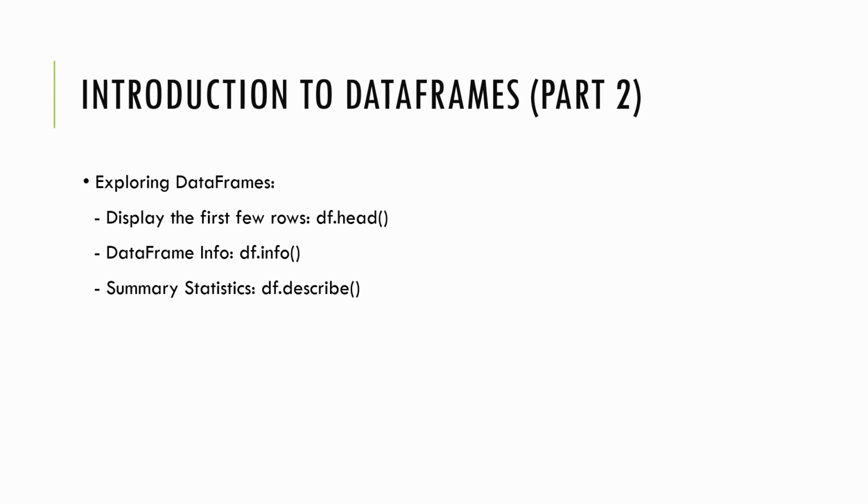Now, let's take a look at how we can explore data frames. You can display the first few rows of a data frame using the head method. To get information about the data frame, including the data types and any missing values, use the info method. And for statistical summaries of the numerical columns, the describe function will give you insights into the data, such as the mean, standard deviation, and more.